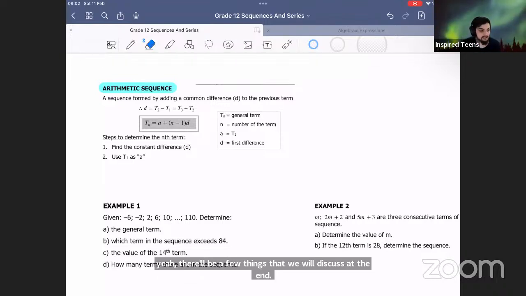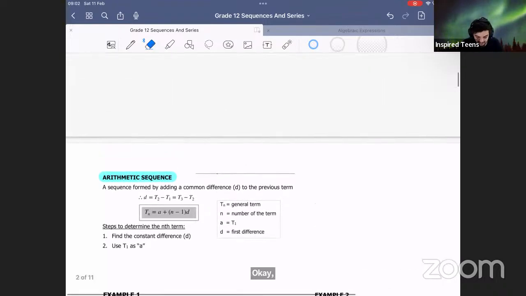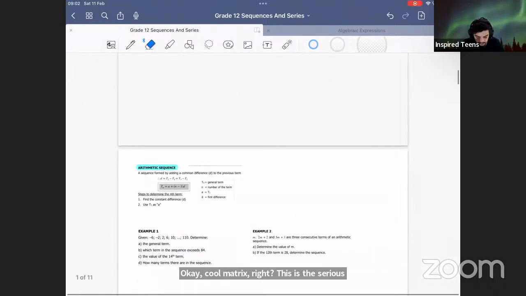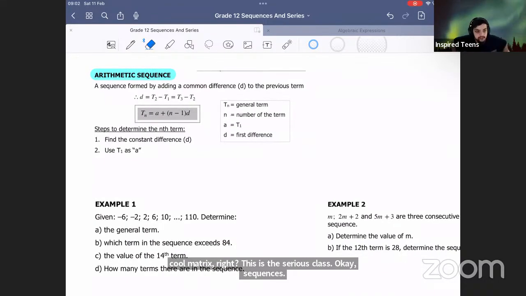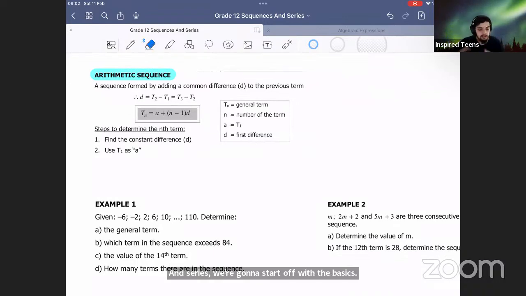Cool. This is the sequences and series class. We're going to start off with the basics. We're going to do arithmetic, quadratic, and then geometric, as well as the series, which is the sum version of the sequences.